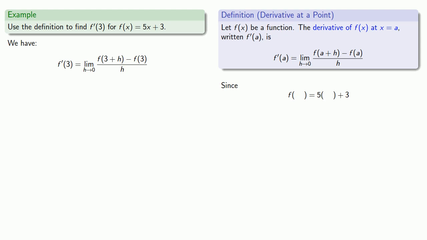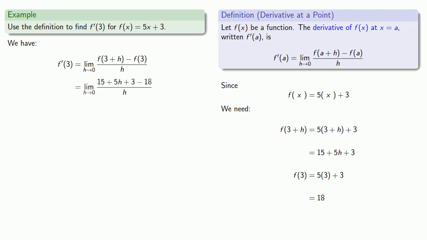The important thing to remember here is that whatever goes in any of these parentheses has to go in all of these parentheses. So I want to find f of 3 plus h, so I put a 3 plus h inside this set of parentheses, and I have to put a 3 plus h inside this set of parentheses. Likewise, I want to find f of 3, so I'll substitute that in. So I have my definition of the derivative. I'll substitute in the values I have for f of 3 plus h and f of 3.